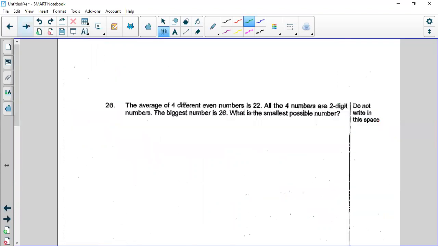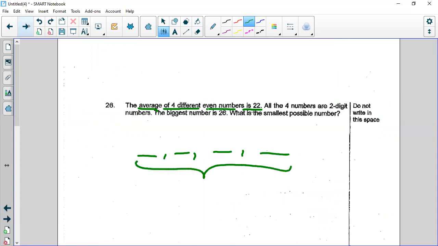The next one, a little hard. Okay, for some of us. So average. Now, even if it is hard, there's always simple steps which I always tell you that you can do. Right, simple step. There are 4 different even numbers. Okay, and the average is 22. So immediately, can you find the total? You take the average times how many numbers? 22 times 4, the total is 88. This is your simple steps.